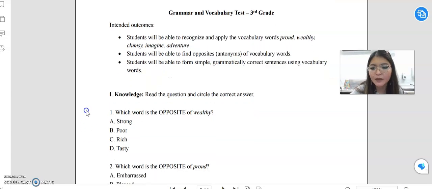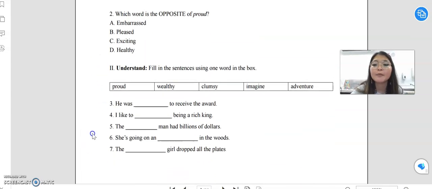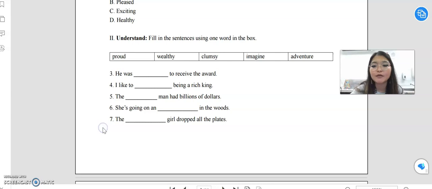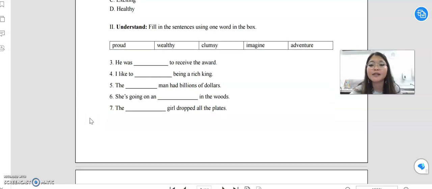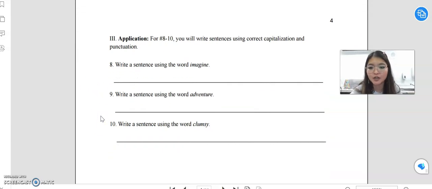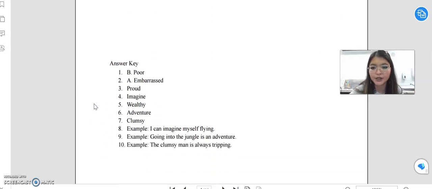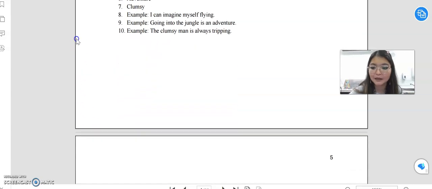are listed. So for my knowledge questions, students will be finding the antonyms of vocabulary words. For understand, they will be filling in the sentences using the vocabulary words. And for the last three questions, the application portion, they have to create their own sentences using the vocabulary words. And then I include an answer key for each of my assessments.